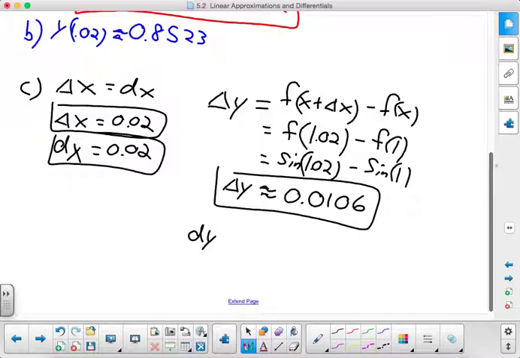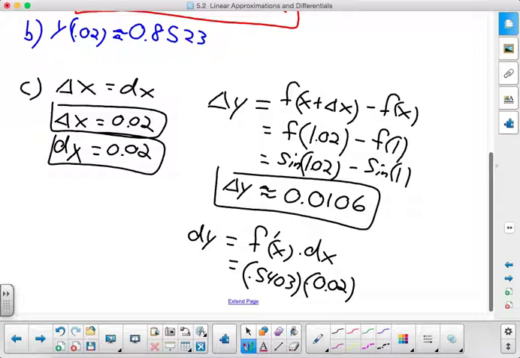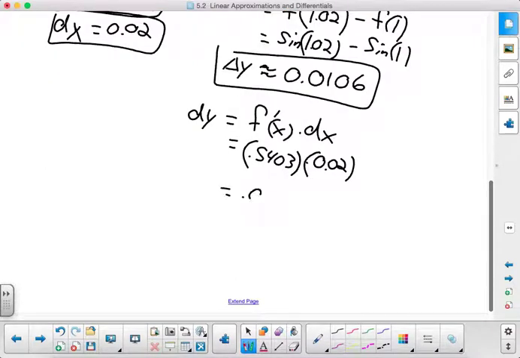Last but not least, how's dy different? Go back to the formula: dy is the derivative of x times dx. Do you know those things? What's the derivative at 1? When x is 1, the derivative is what? What's the slope of our tangent line? 0.5403 is the derivative at 1. What's dx? 0.02. If I multiply those two together, I get 0.0108.